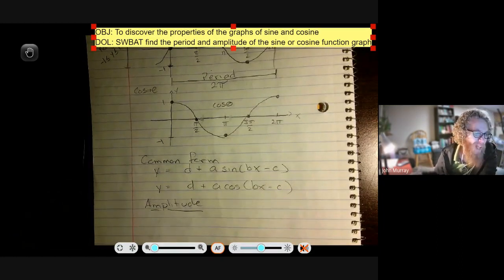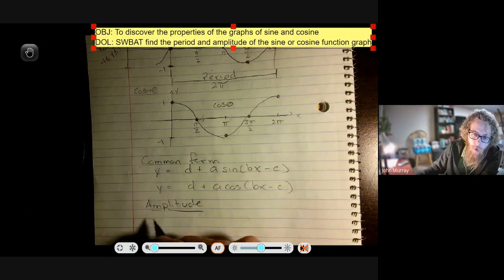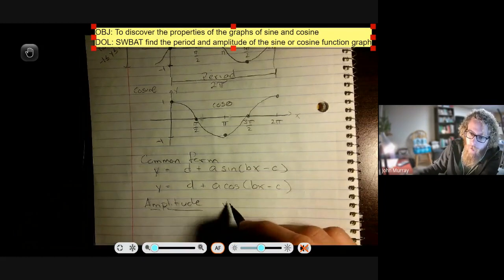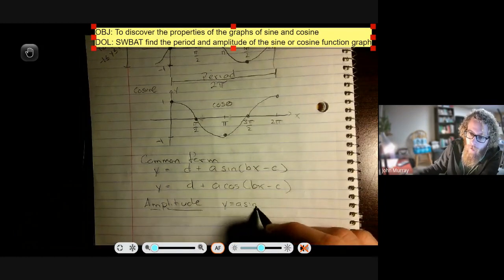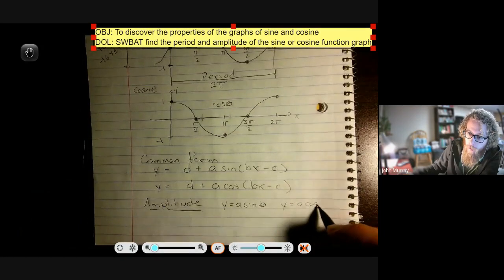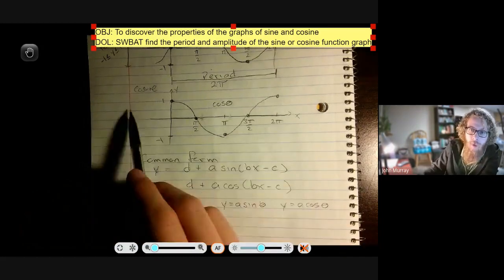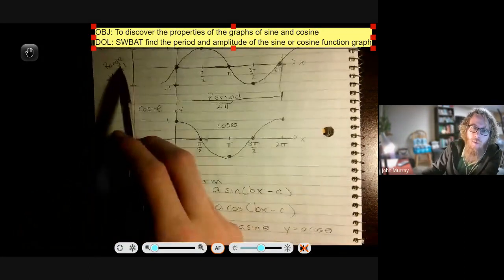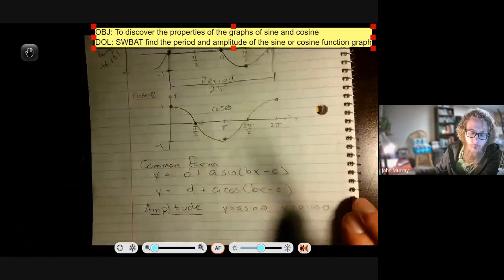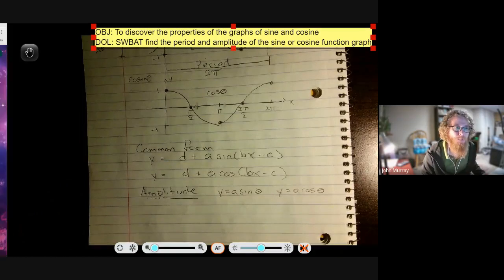A is what we call the amplitude of our trig function. All right, so what the amplitude does is it affects our range. Okay, so actually real quick, let's take a look at some examples.